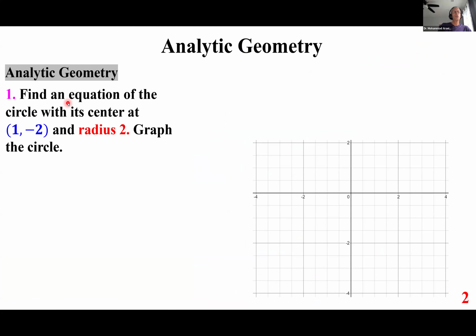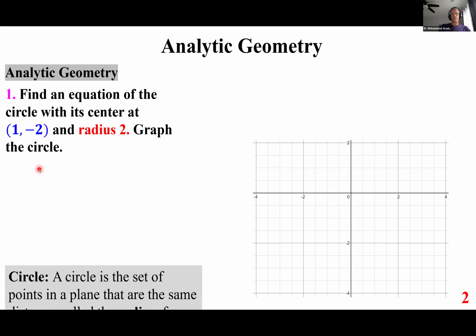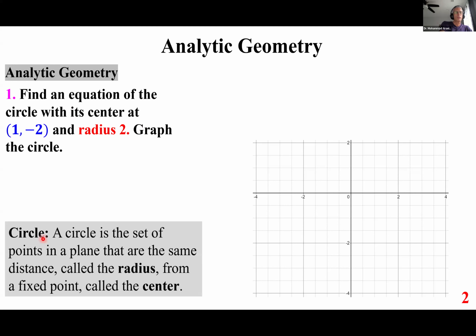Find an equation of the circle with its center at (1, -2) and radius 2. Graph the circle. So what do we know about circles? A circle is the set of points in a plane that are the same distance, called the radius, from a fixed point called the center.